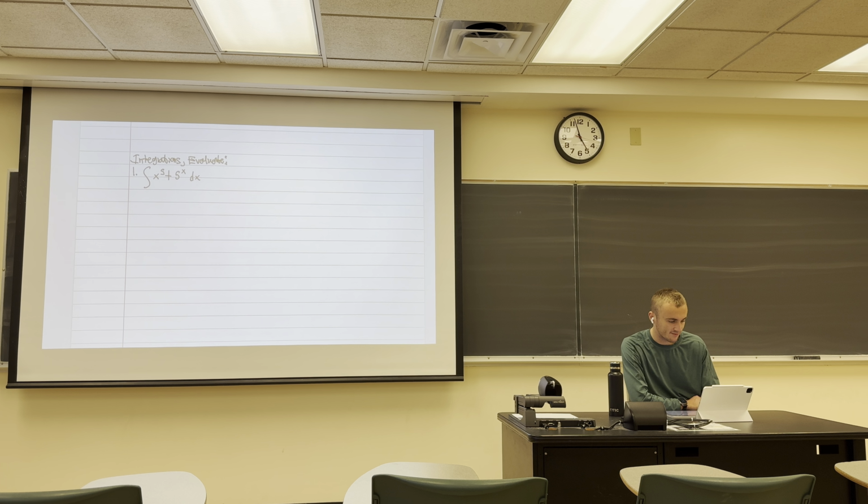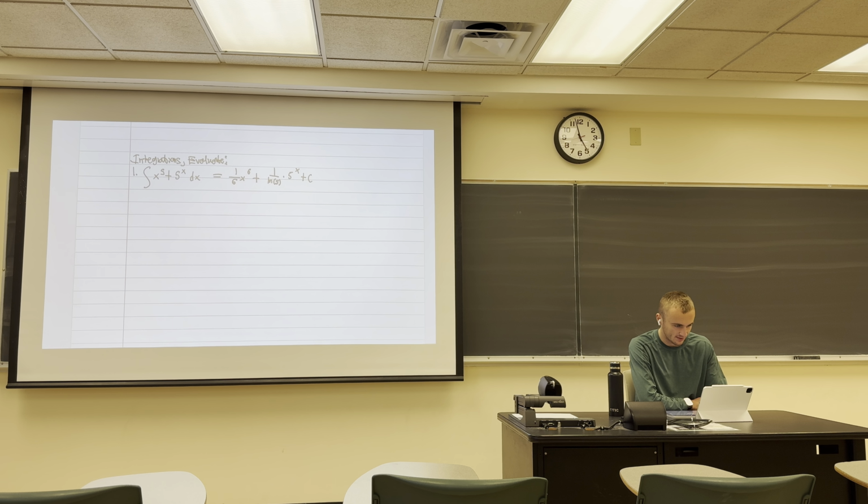Well, we know x to the fifth, that's pretty easy to evaluate. That's just going to be 1/6 x to the sixth. And then 5 to the x, that's going to evaluate to 1 over ln of 5 times 5 to the x plus c. And that's by the formula.